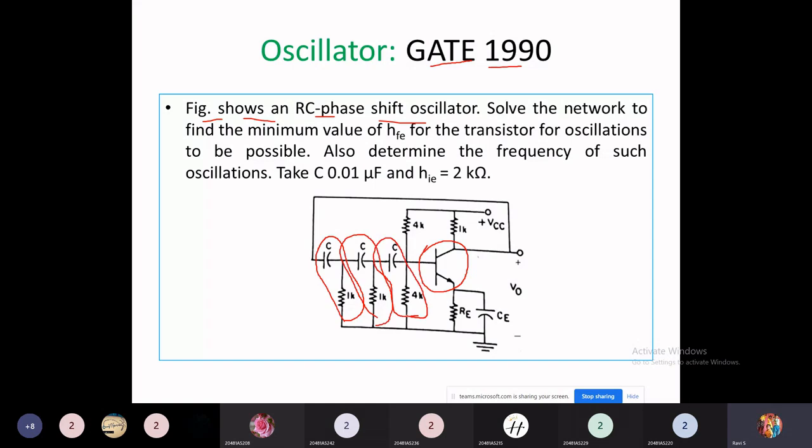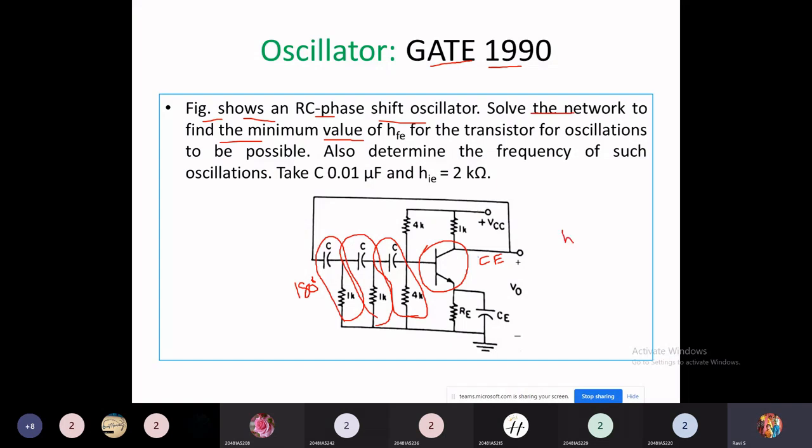3 RC sections form the feedback network. So this is your RC oscillator. In the feedback, we have 3 RC sections, and the amplifier in CE mode introduces 180-degree phase shift. Here the RC section introduces 180-degree phase shift. So the total phase shift around the loop will be 360 degrees. Solve the network to find the minimum value of HFE.